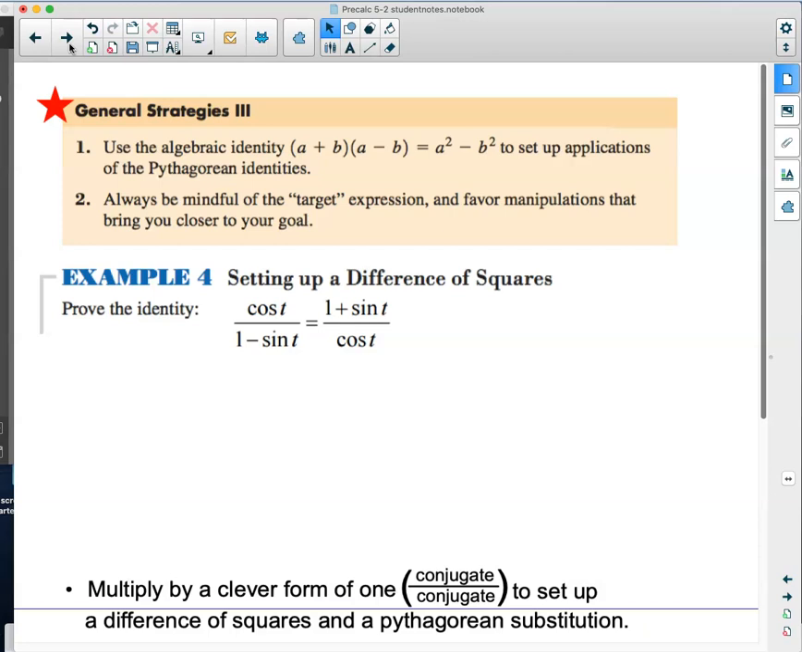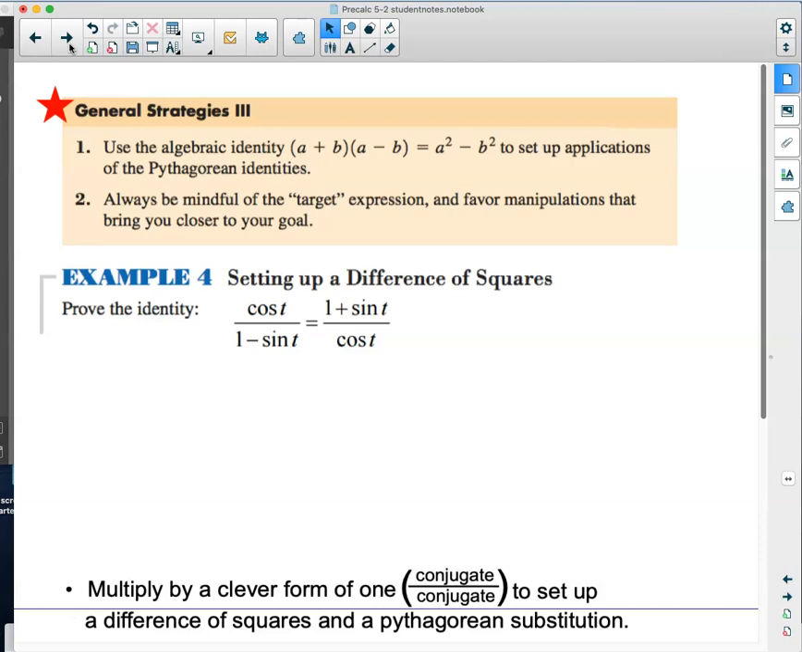So general strategies 3. We've had a lot of boxes with strategies in here. Use the algebraic identity, difference of two squares, sum and difference, a squared minus b squared, to set up applications of the Pythagorean identities. We know we're supposed to have squareds. Make it happen. Always be mindful of the target expression. Where am I supposed to go? Have I pulled too far away from that? Did I go in the wrong direction? Should I go back? And keep that. Favor manipulations that bring you closer to your goal.